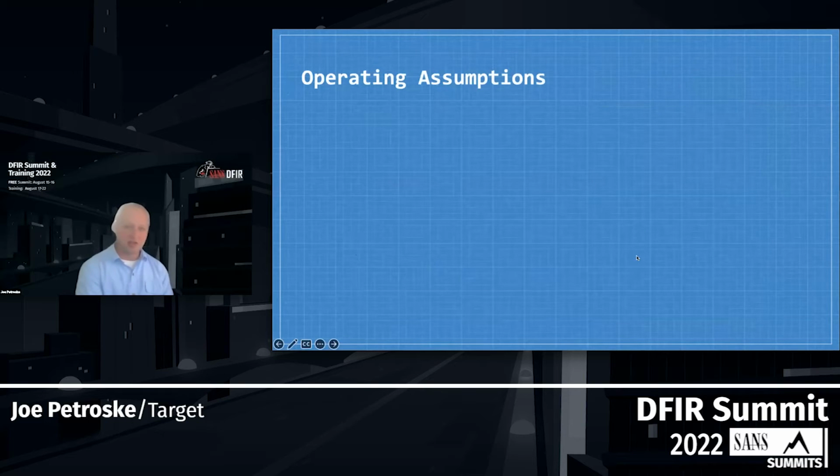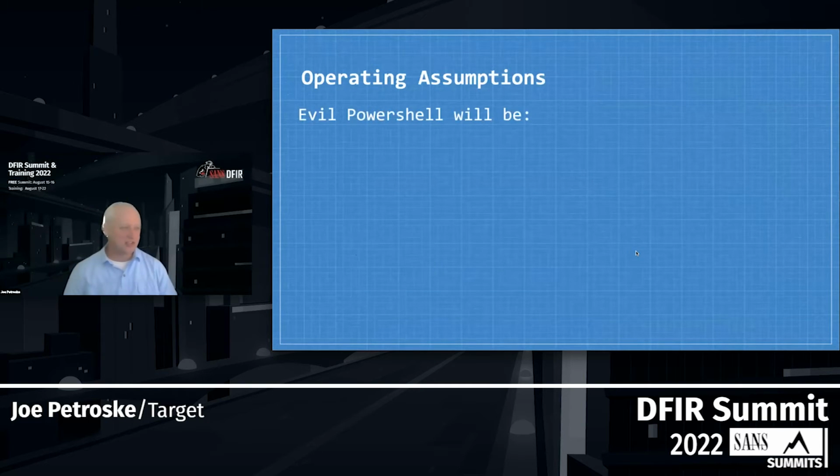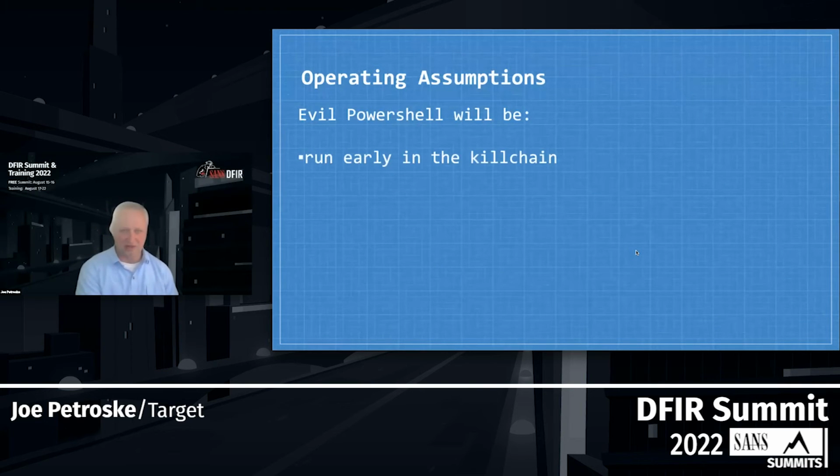So here are some operating assumptions that we'll be working under. If we're talking about what evil PowerShell might look like, and if you've seen some of this stuff in the real world, you can sort of put some of this together. Most of the early evil PowerShell will be run fairly early in the kill chain. This is normally seen as a loader for something else. So some sort of PowerShell command runs, and it pulls down a second stage or additional tooling or something like that.